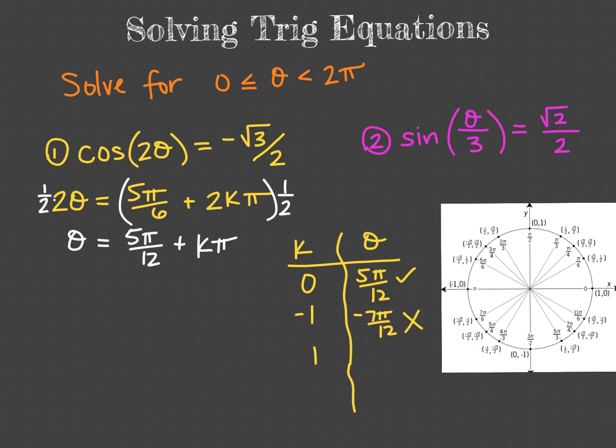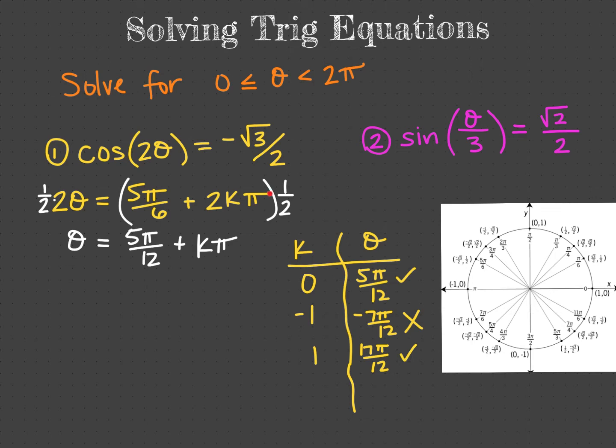Let's try k equals 1 and see what happens there. If k was 1, 5 pi over 12 plus 1 whole pi, we'd have 5 pi over 12 plus 12 pi over 12, which would give us, let's see, 17 pi over 12. Is 17 pi over 12 in between 0 and 2 pi? Well, 2 pi is 24 pi over 12. This is definitely in between 0 and 2 pi. So this is actually another answer that works.